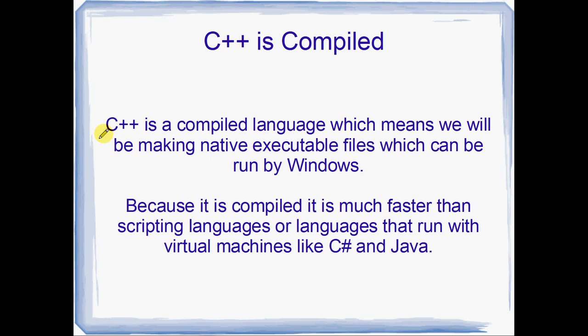Okay, so that's enough of the history anyway. C++ is a compiled language, which means that we'll be making native executable files, which can be run by Windows. And because it's compiled, it's much faster than scripting languages or other languages that run with virtual machines. C# and Java run with what's called virtual machines, and they're slower. The CPU not only has to translate the C# and Java code into its native assembly, but it has to run that as well. So it's very slow. But C++ is very fast compared to these two languages.